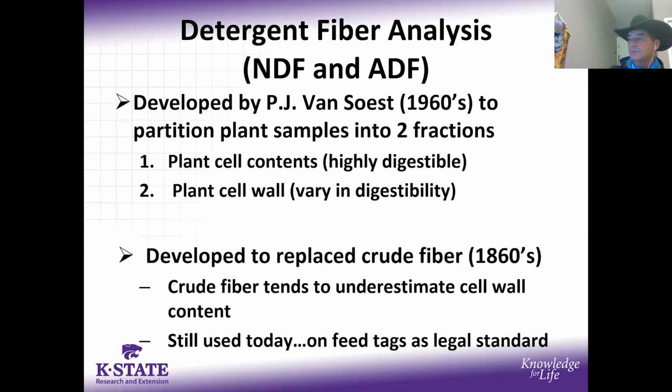Down here on the bottom, you'll see this was developed to replace crude fiber. Crude fiber tends to underestimate the cell wall content, but we're still seeing that today on bagged feed, and you'll see the crude fiber on a feed tag still today because that is the legal standard.